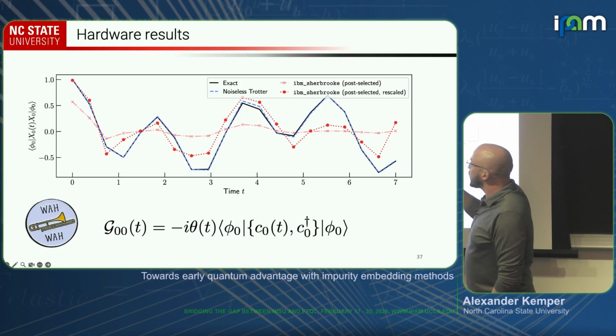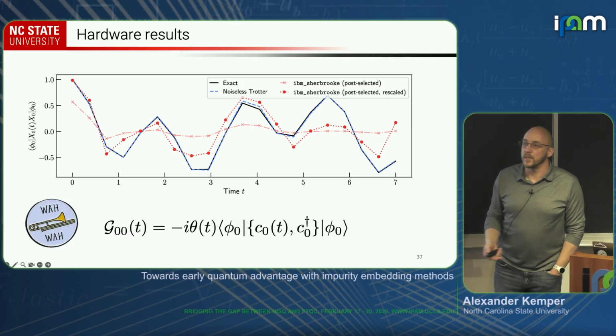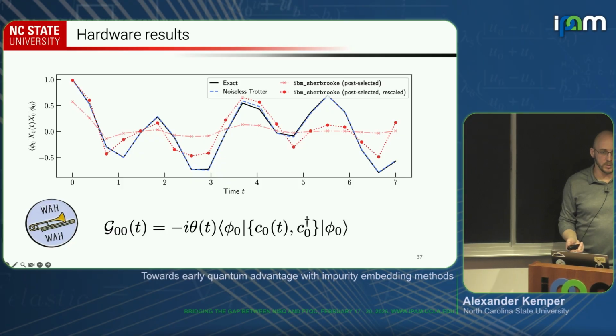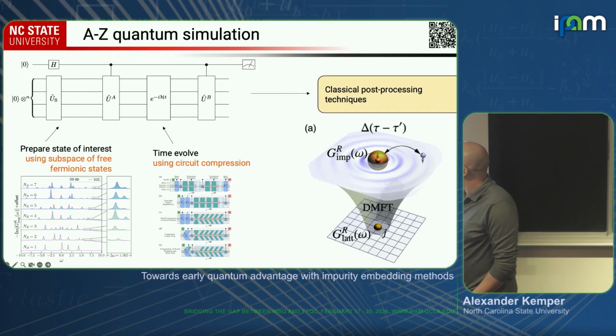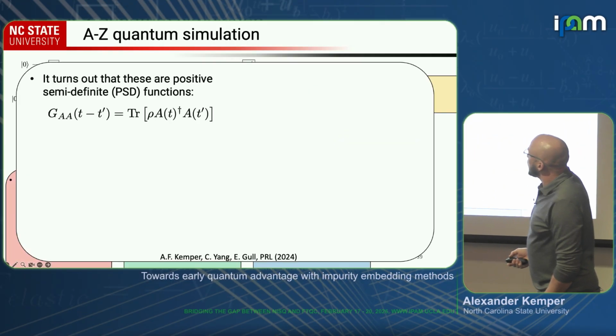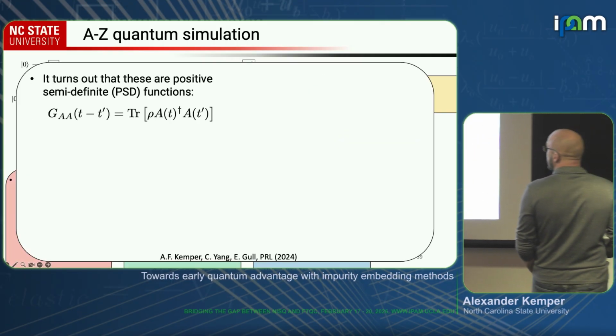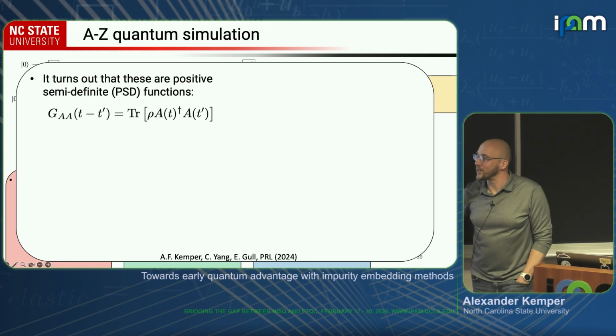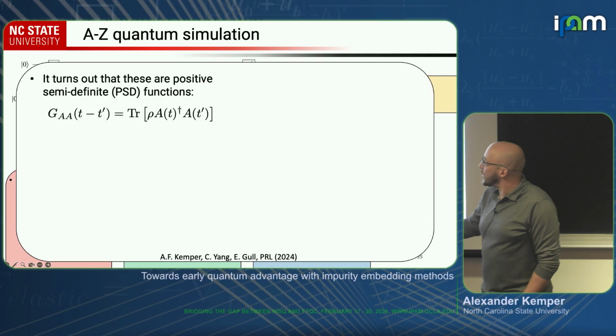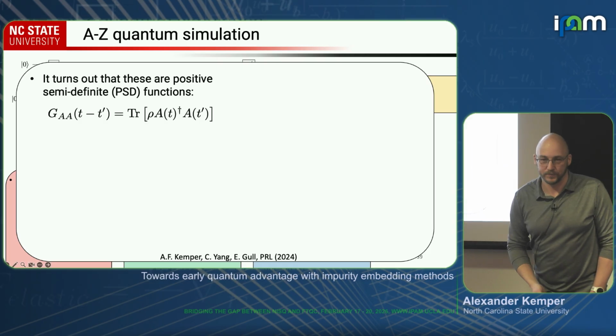These are not uncorrelated points. This is a spectrum. It's got analytic structure. It's got things that we know about it that we can make use of. So in particular, it turns out, and I'm enjoying this because I gave the same bit of talk 2.5 years ago, that these things are positive semi-definite functions.